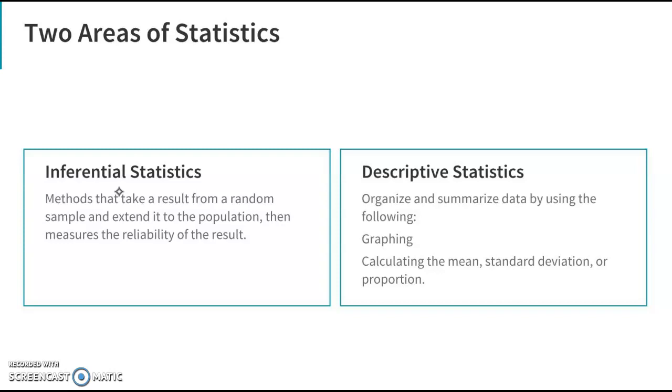Descriptive statistics is basically finding the average, finding the standard deviation, which we'll talk about way later, finding the proportion of people who have brown eyes. Okay, proportion is just a fancy word for fraction, by the way. Or making a table or making a graph. You're describing your data by a number, by a graph, by a table.